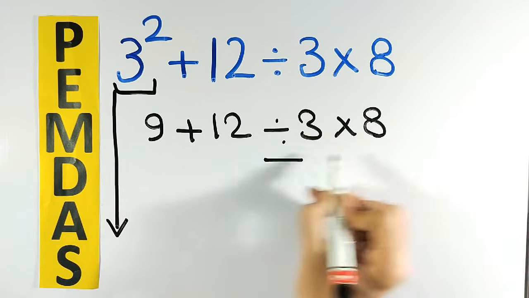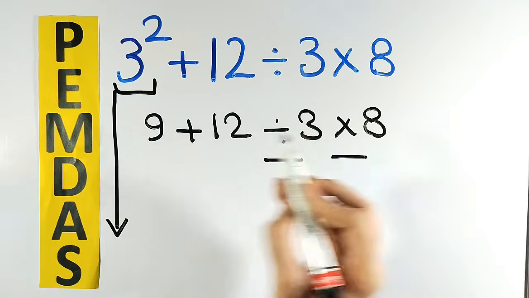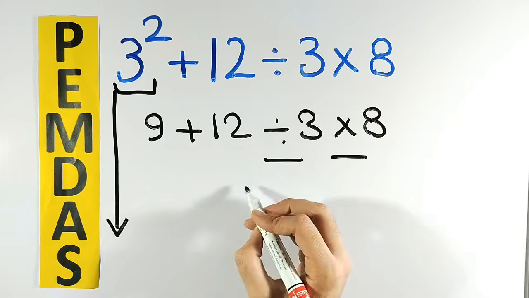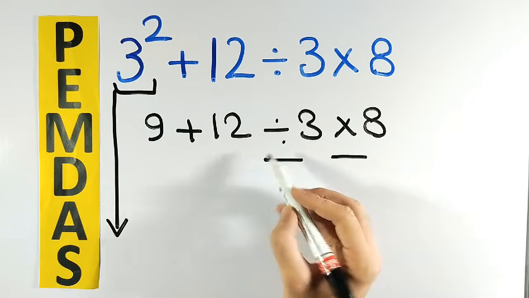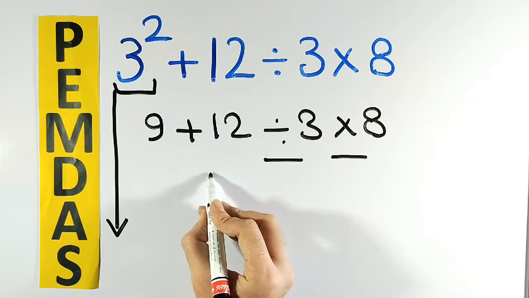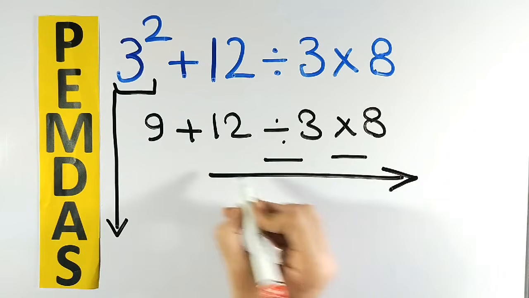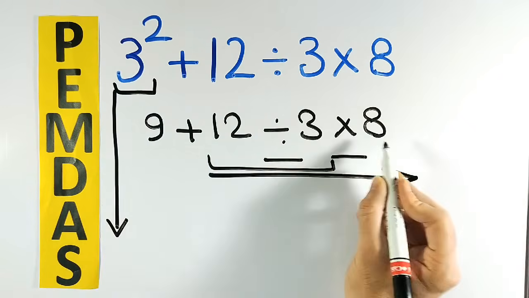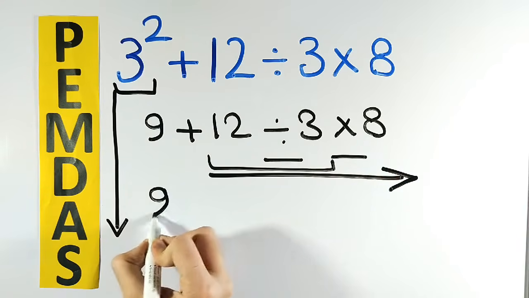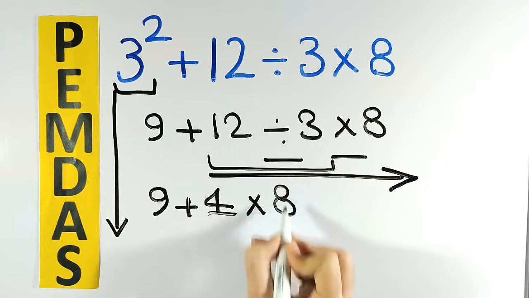Then, we move on to the division and multiplication, because multiplication and division have higher priority than addition. However, we must pay close attention that multiplication and division have equal precedence, and we must perform these two operations from left to right. So, first we go for the division between 12 and 3, and instead of this expression, we can write 9 plus 4 multiplied by 8.